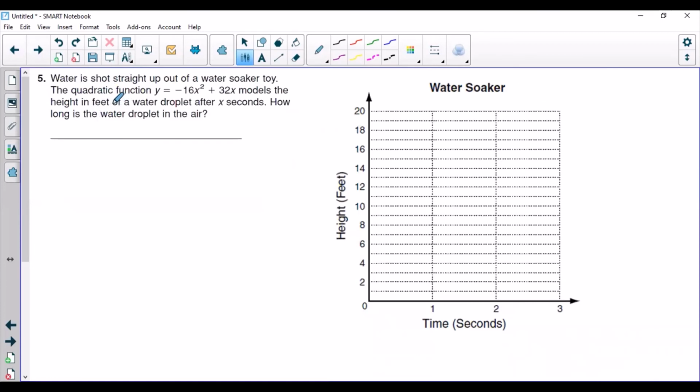Here they said water is shot straight up out of a water soaker toy. The quadratic function y is equal to -16x squared plus 32x models the height in feet of a water droplet after x seconds. How long is the water droplet in the air? Again, the same method you will use. You have to find the axis of symmetry, find the vertex and then graph. Finally, you have to find when the water droplets are coming back. Where it's touching the x-axis is how much time the water was in the air.